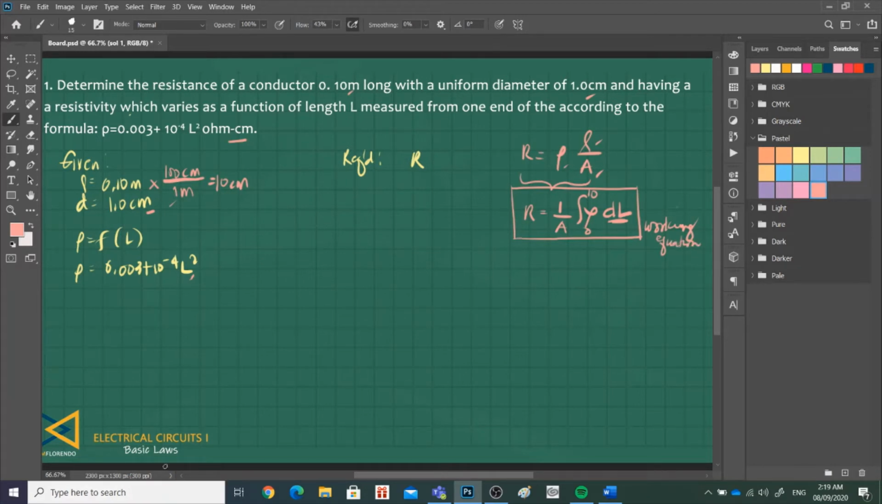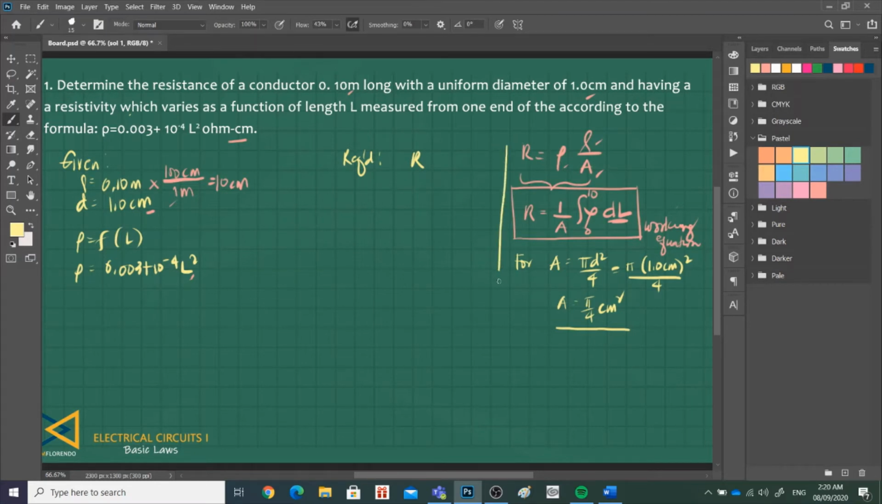Rather, mag-integrate tayo. Okay. So, bago yon, since constant kasi or fixed na yung area natin, kunin na natin yung area para meron na tayong value dyan. For area, in terms of diameter, pi d square over 4. Okay, pi, ano yung diameter natin? 1.0 centimeter squared over 4. So, that is area pi over 4 centimeter squared. So, ito yung sa-substitute natin mamaya dito, dun sa equation natin. Pi over 4. Okay. So, pwede na natin isolve.